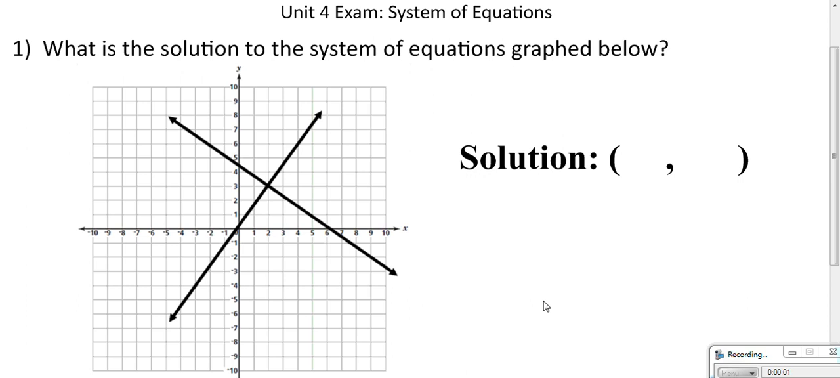Okay, this is the review sheet for Unit 4 exam. Number 1 says, what is the solution to the system of equations graph below? The solution is where the lines intersect, which is right here. All right, and that's where they intersect. So the solution is 2 and then up 3. The y is 3. And that is the solution of the system.